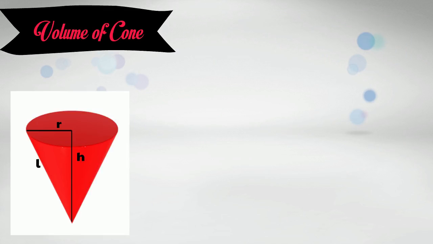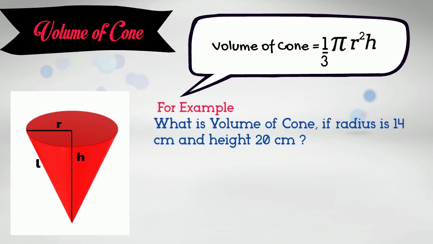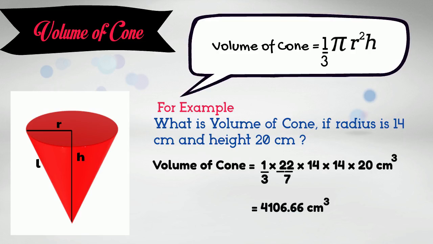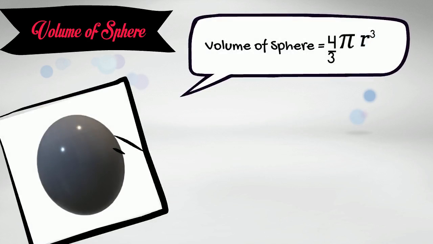Volume of cone. Volume of cone is measured as 1 by 3rd times pi r square h, where r is the radius of cone and h is the height. For example, what will be the volume of cone if the radius is 14 centimeters and height is 20 centimeters? As we put the values into our formula, our answer comes to 4106.66 centimeter cube.